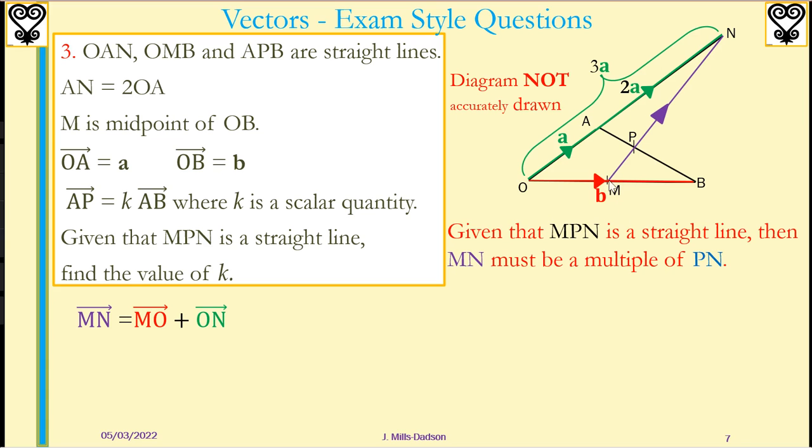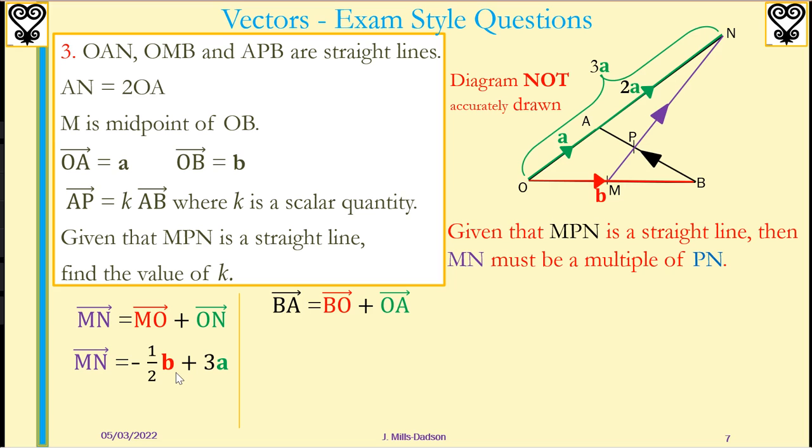Vector MN is simply vector MO plus vector ON. And vector MO, you're going against the vector B. And M being halfway of OB means it has to be a negative half B. So I have negative half B plus 3A because of ON.